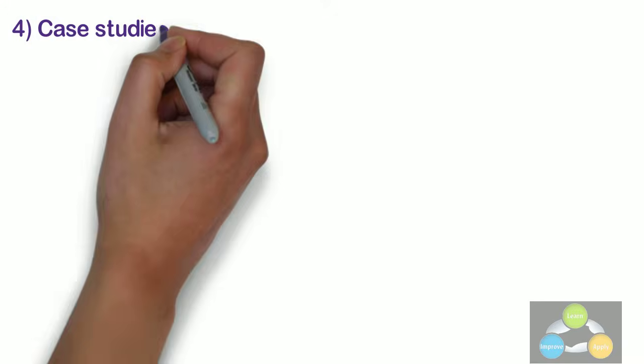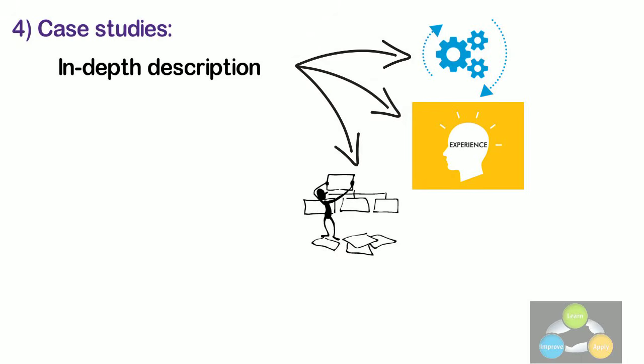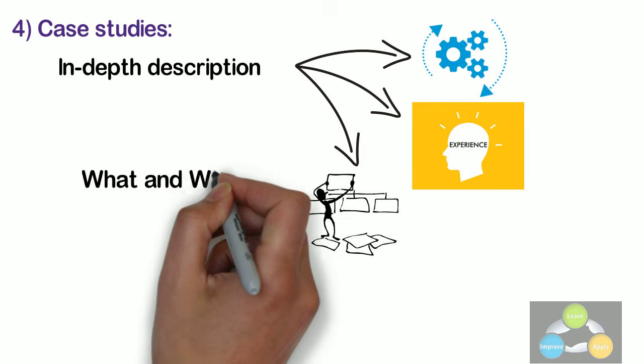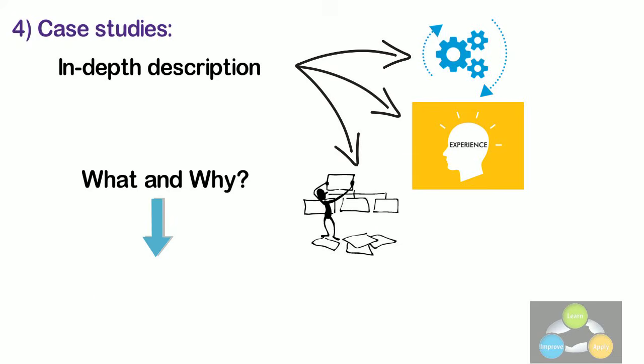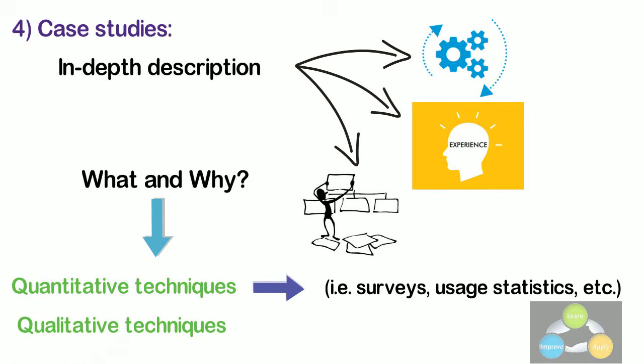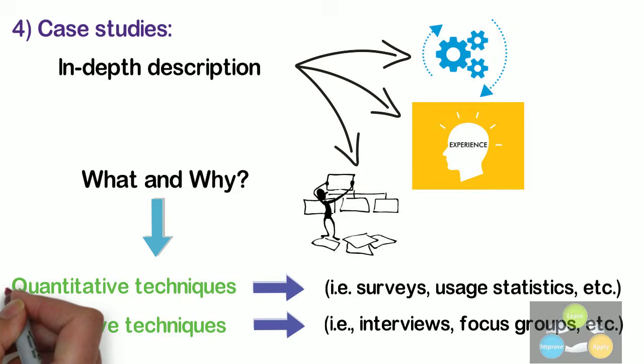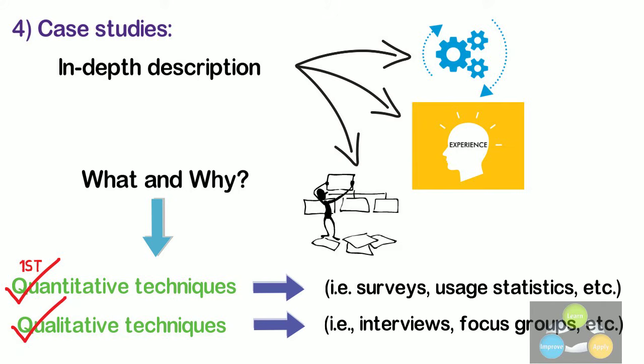4. Case studies. A case study is usually an in-depth description of a process, experience, or structure at a single institution. In order to answer a combination of what and why questions, case studies generally involve a mix of quantitative, for example, surveys, usage statistics, etc., and qualitative, for example, interviews, focus groups, etc., data collection techniques. Most often, the researcher will analyze quantitative data first and then use qualitative strategies to look deeper into the meaning of the trends identified in the numerical data.